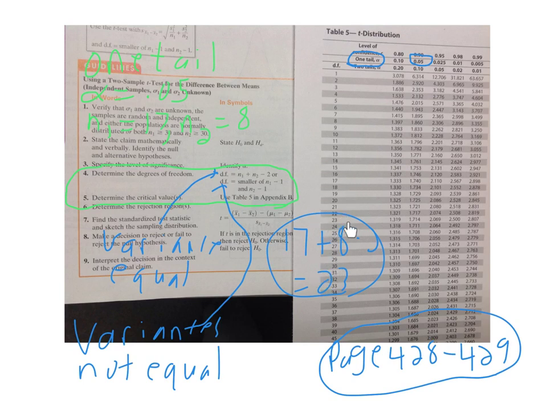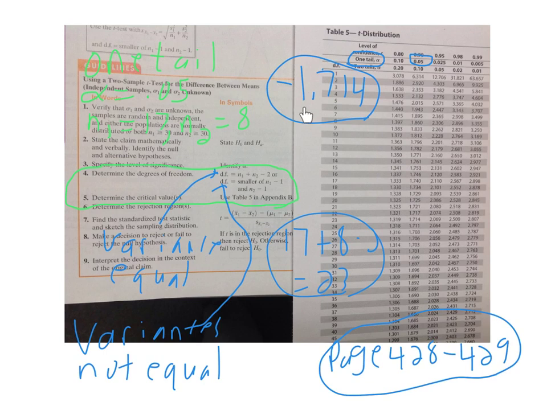So you come down here to 23, and you come to this column, and the answer is 1.714, and your problem gives you it's a left-tailed test, and so you need to make that negative. So the answer would be negative 1.714. Again, it's negative because the problem gives you it's a left-tailed.